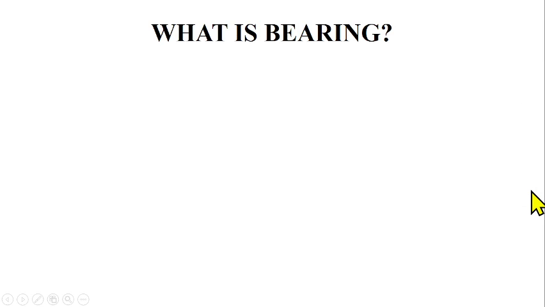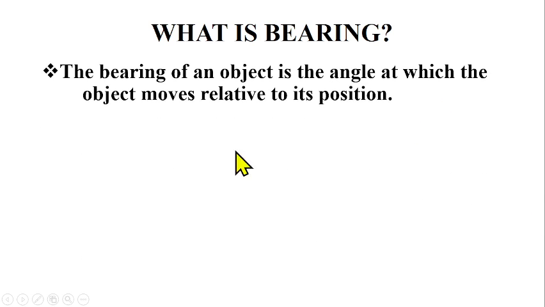So having understood all those four principles, let's talk about what bearing is all about. What is bearing? The bearing of an object is the angle at which the object moves relatively to its position. So when we're talking about bearing, we are talking about an angle.